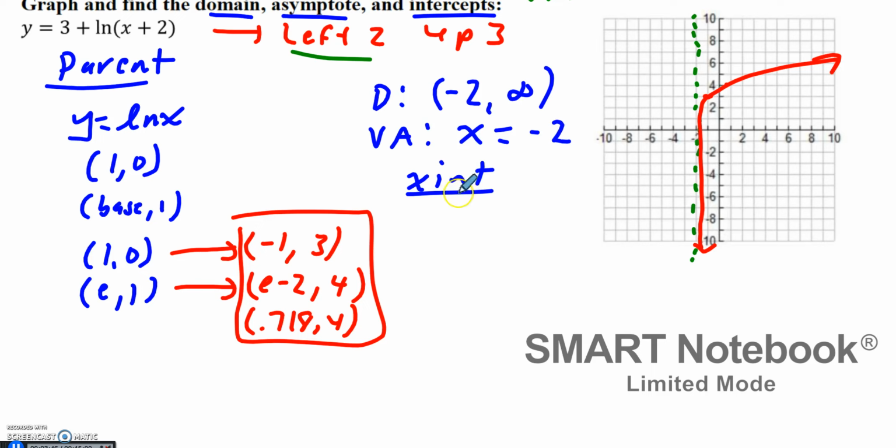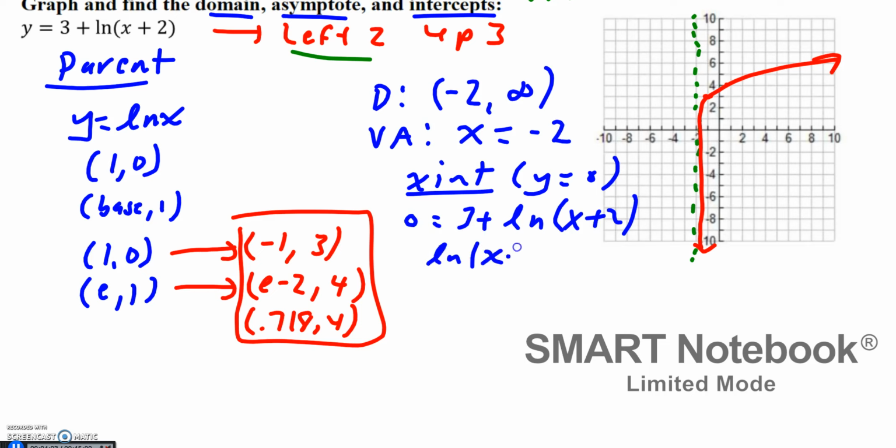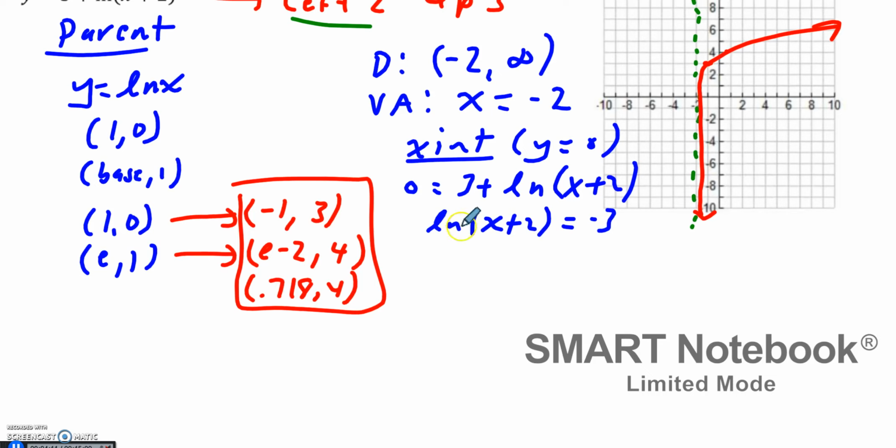If you'd like to find the x-intercept algebraically, because we're not quite sure what that is, remember, that is where y equals 0. So in the original equation, you could say 0 equals 3 plus ln of x plus 2. And then you could solve for x. You could move the 3 over and get ln of x plus 2 equals negative 3. Then, because you have a log, you could change that to an exponent, because there's really an e here. E to the negative third equals x plus 2. So x would be, in exact form, e to the negative third minus 2.